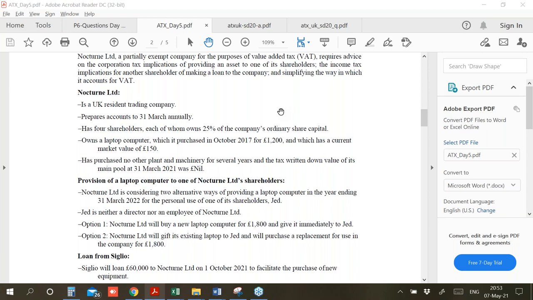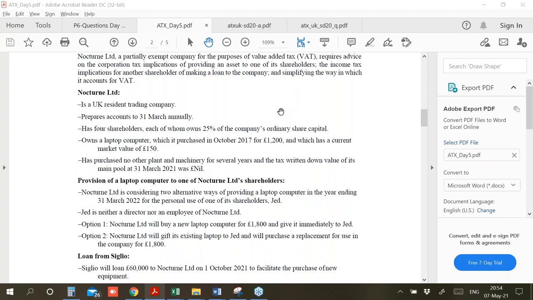However, as he is not an employee of the company, he will not have to pay class 1A NIC on that, because if he would have been an employee of the company and the company was to provide him this laptop, the company would have also had to pay class 1A NIC at 13.8%. In this case, because of him not being an employee, the NIC will be saved. However, there will be a loss of capital allowances for the company. And for Jed, it will be treated as a dividend. So that is option number 1.